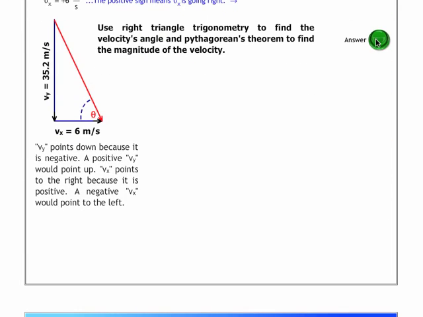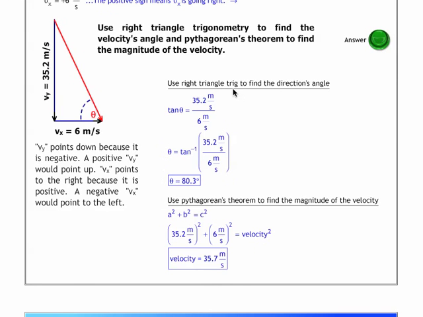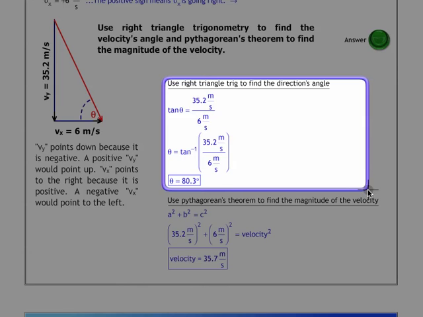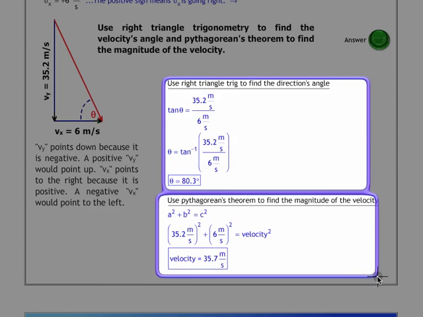Next thing I'm going to do is use trig and geometry to figure out the angle theta and the magnitude. That's the length of the red arrow. So I'm going to use the trig to find out the angle. That's going to be right here. So there's my trig to get 80.3 degrees with the ground. And then I'm going to use Pythagorean's theorem, a squared plus b squared equals c squared, to figure out how long that red line is. Notice on that problem, I dropped the negative signs. Once I drew my triangle, I didn't need my negative sign on the vertical velocity anymore.